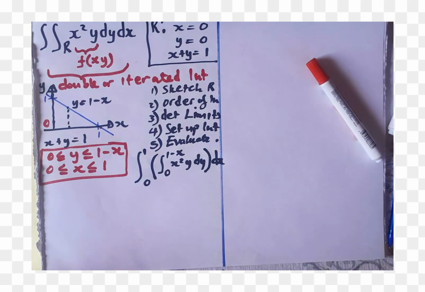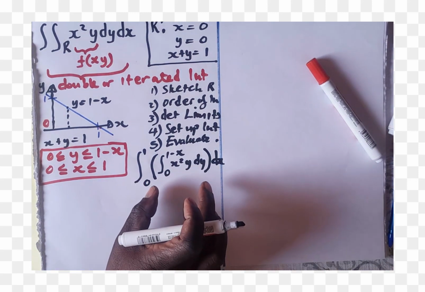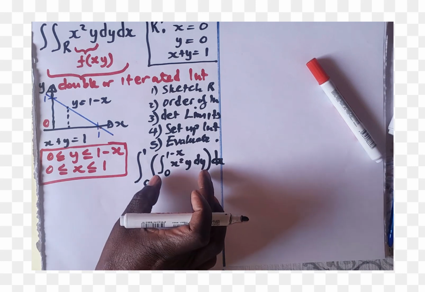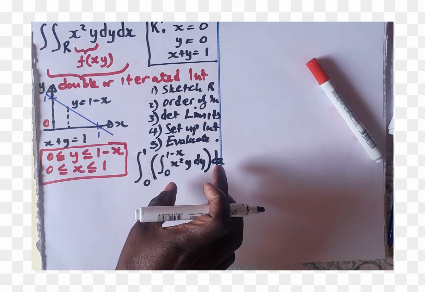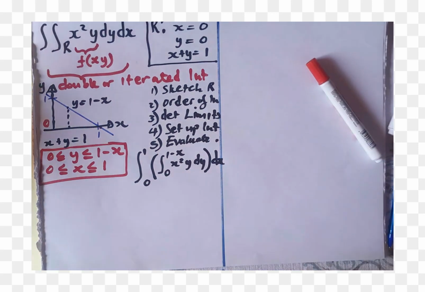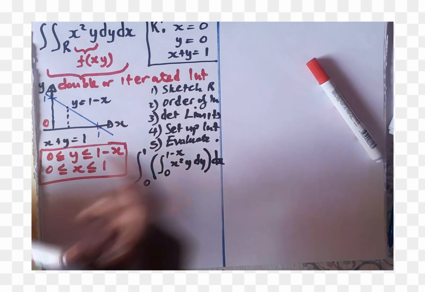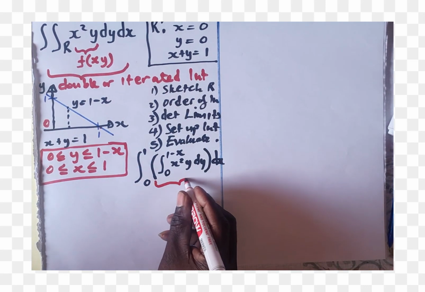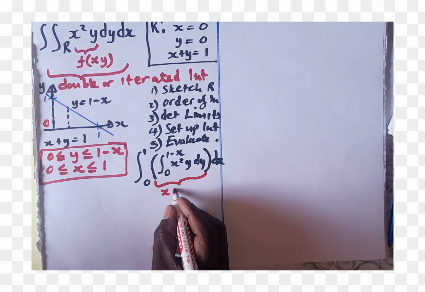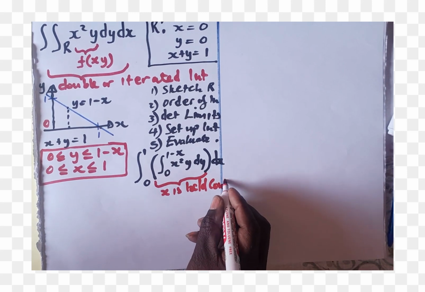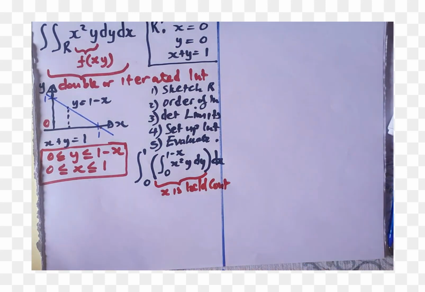Let me just repeat what we did. Here, we are integrating first with respect to y. So we set up our integral here, which is the inside integral. Then after we have done this integration, we will then go out and integrate with respect to x. So we start from inside going outside. But remember, when you carry out this integration here, our x is treated as a constant. So x is held constant while we are carrying out this integration.